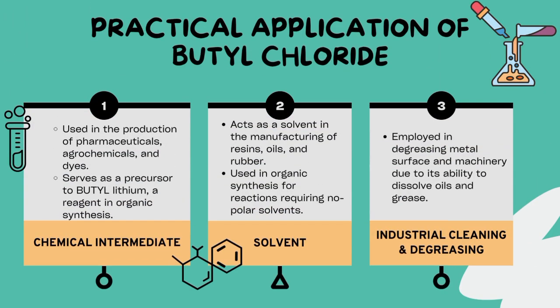Last but not least, there are 6 practical applications of butyl chloride. First, chemical intermediate, used in the production of pharmaceuticals, agrochemicals, and dyes, and serves as a precursor to butyl lithium, a reagent in organic synthesis. Second, solvent, acts as a solvent in the manufacturing of resins, oils, and rubber, used in organic synthesis for reactions requiring nonpolar solvents. Third, industrial cleaning and degreasing, employed in degreasing metal surfaces and machinery due to its ability to dissolve oils and grease.